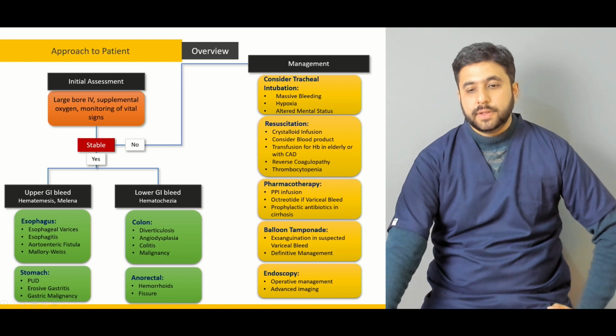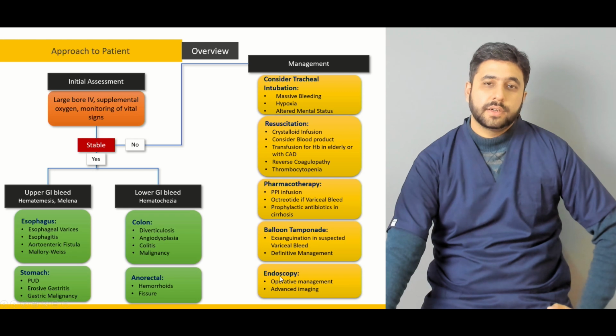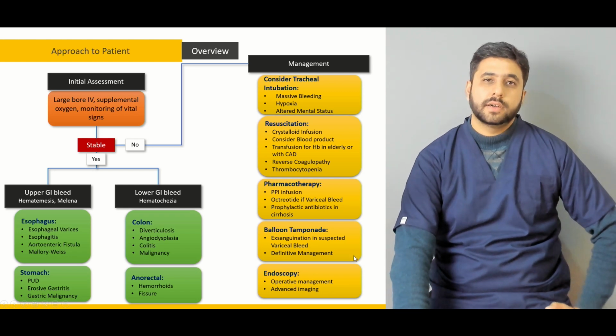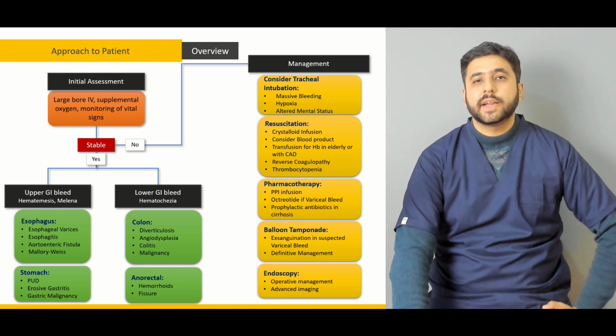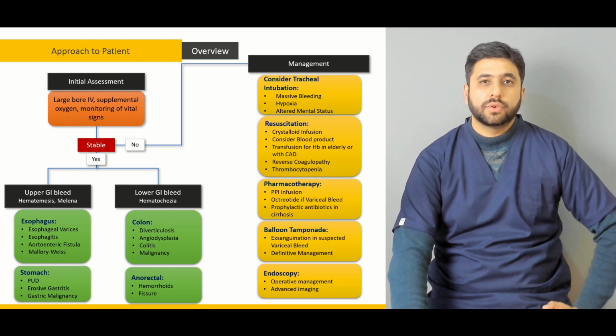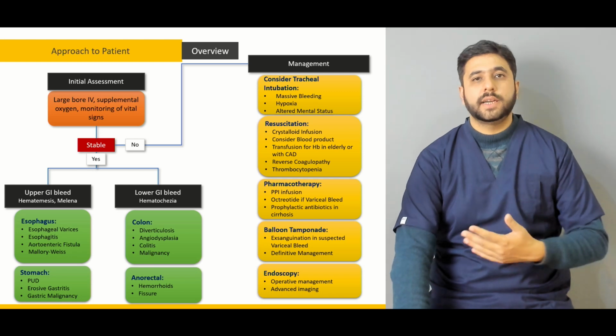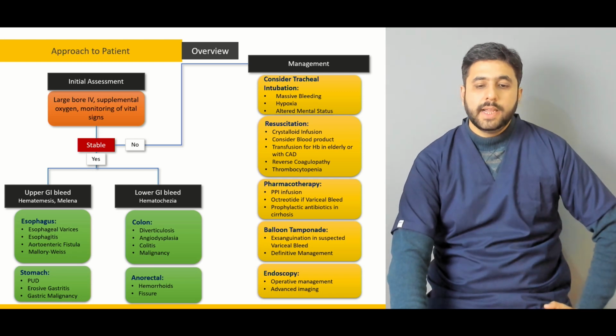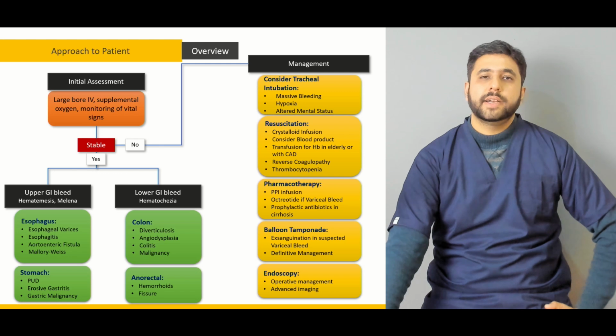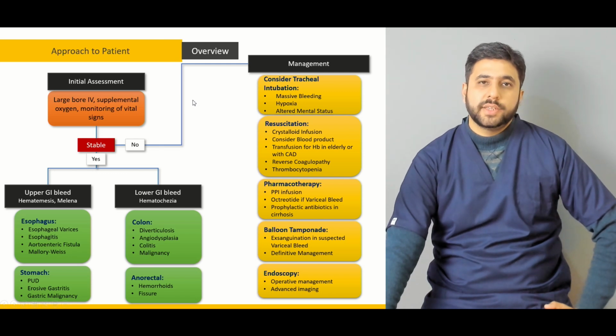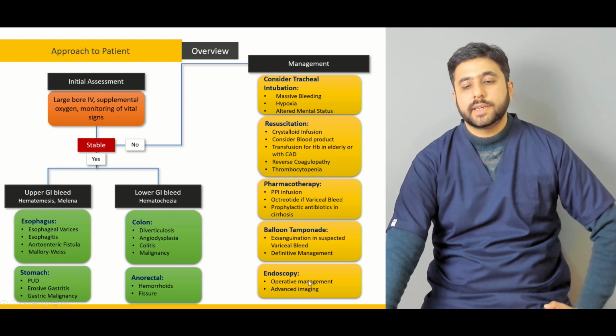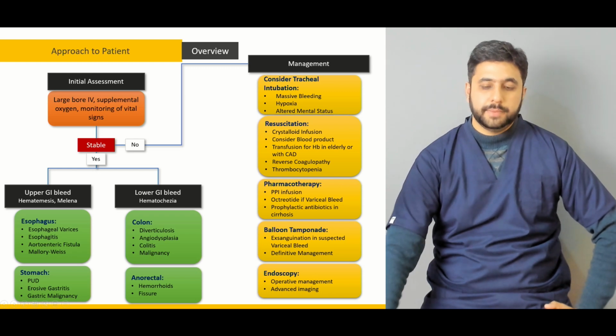Just as I told you, endoscopy is the operative management, and we can even do advanced imaging with the help of an endoscope. If we attach an ultrasound device at the end of the endoscope, we can get a fairly good idea of what's going on in the esophagus and the adjoining areas as well. The upper GI endoscopy involves visualization of the esophagus, the stomach, all the way up to the duodenum. So this generally covers all the areas of the upper GI bleed.